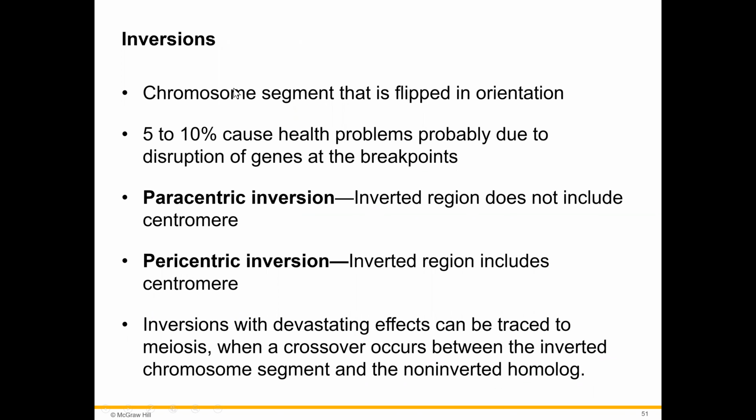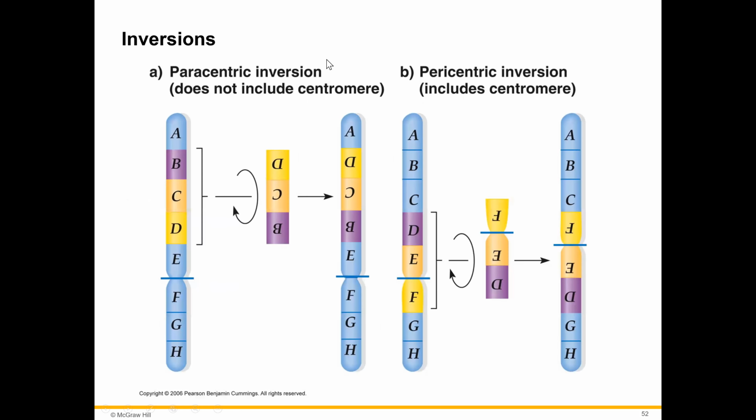Another chromosomal change in the shape of chromosome is called inversion. Now, a chromosome segment that is flipped in orientation. About 5 to 10% cause health problems, probably due to disruption of genes at the break points. And we have 2 types of inversion, paracentric and pericentric. Inversions with devastating effects can be traced to meiosis when a crossover occurs between the inverted chromosome segment and the non-inverted homologue. Now, if you didn't understand, let's look at this diagram here.